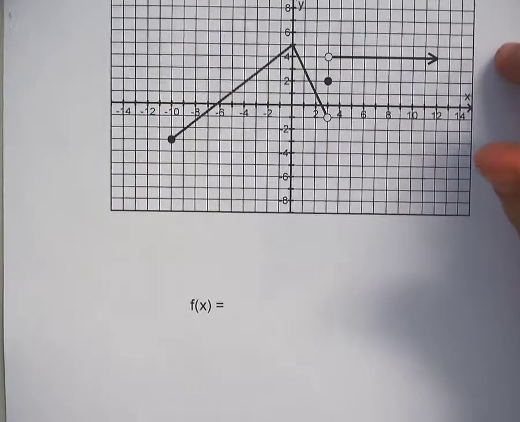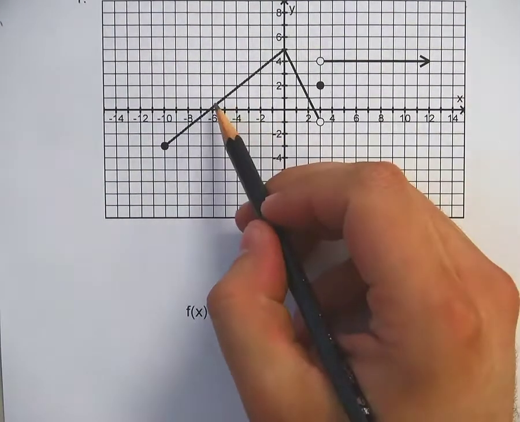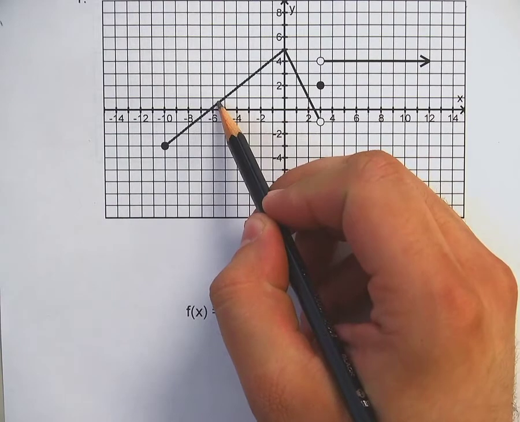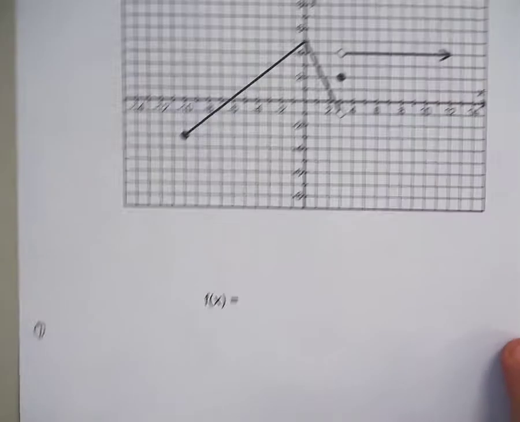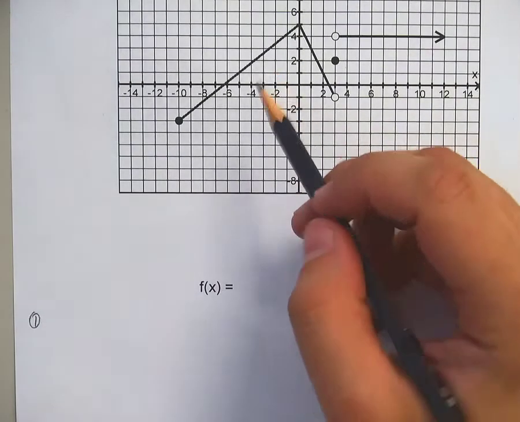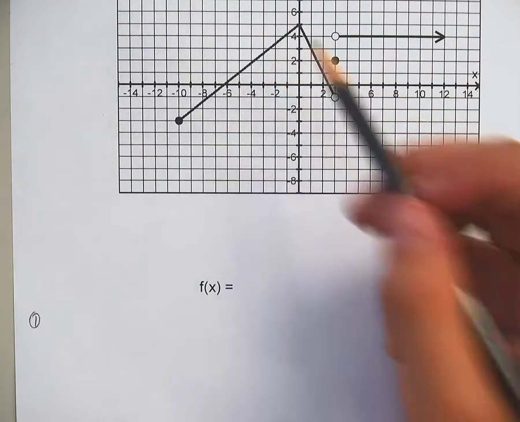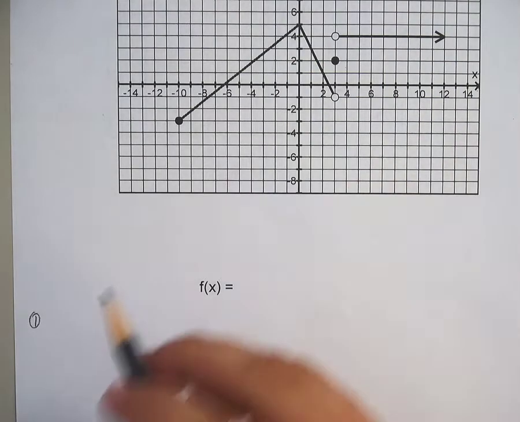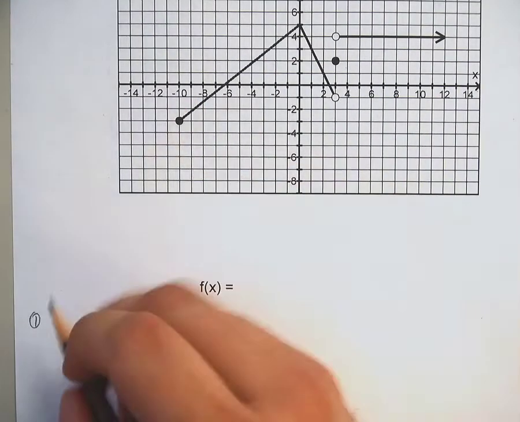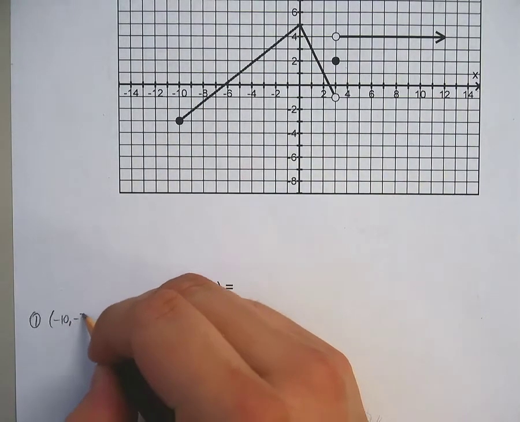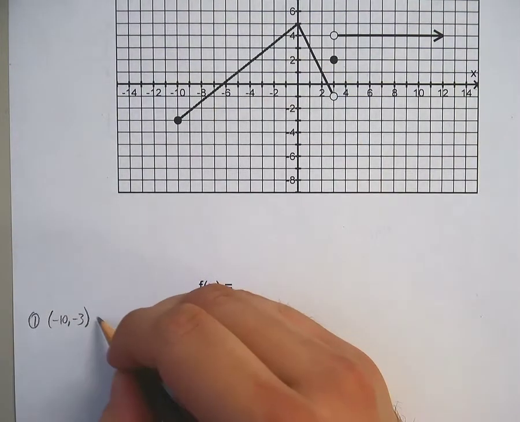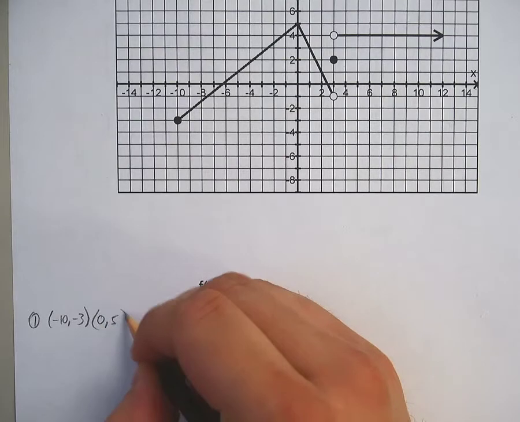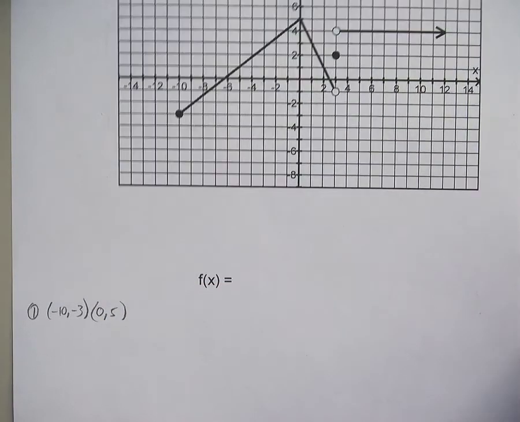All right, so there's a couple of ways that you can do this. So I'm going to call this part 1. So let's figure out what part 1 is. Part 1, I'm going to do this over here to the side. It's a line, so I'm just going to pick out 2 points and write the equation. So this point where it starts is -10, -3. And it stops at 0, 5. Okay, so I've got 2 points.